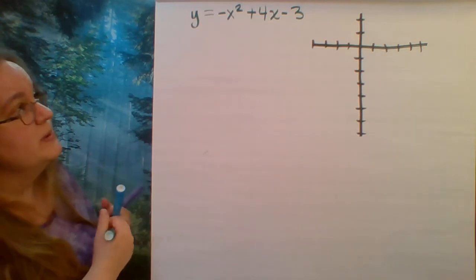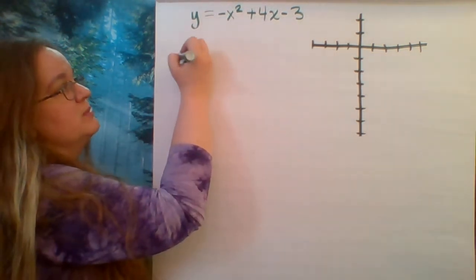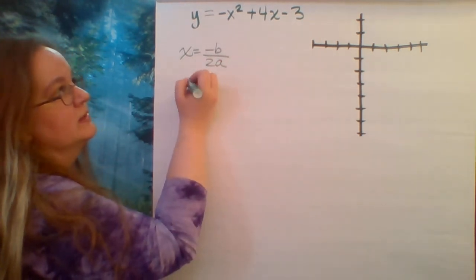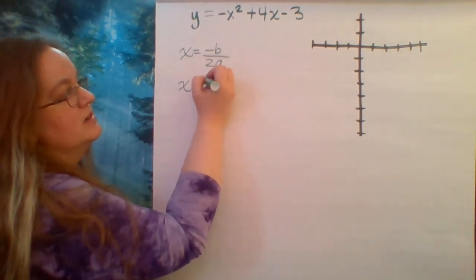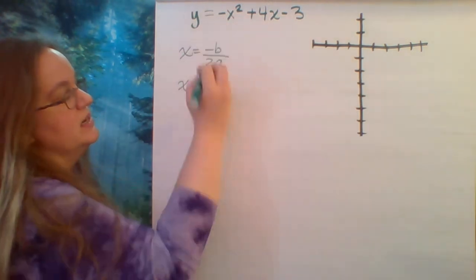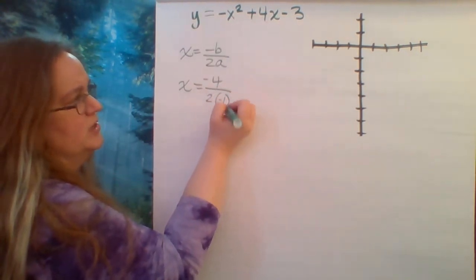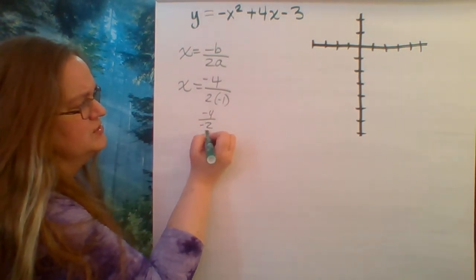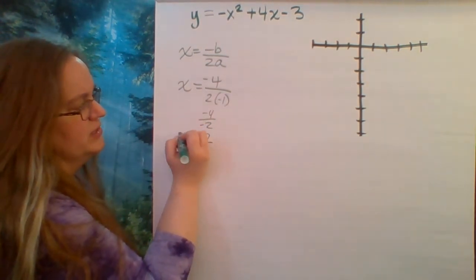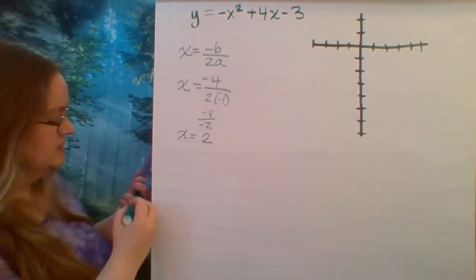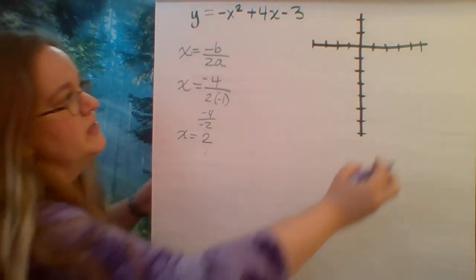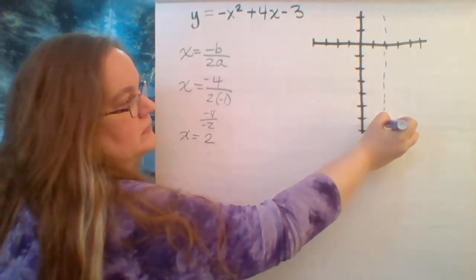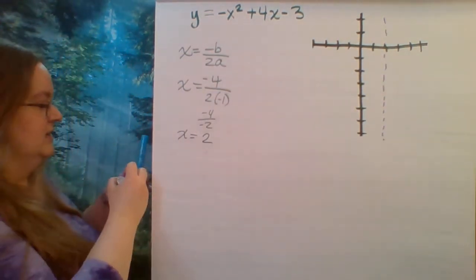So my first step, I'm going to find my axis of symmetry. Remember, x is -b over 2 times A. So in this case, it's -4 over 2 times -1. So -4 basically over -2. So it's just going to come out to plain old 2. So my axis of symmetry is 2. So basically there's a vertical line right here, and my vertex is going to lie on that line.